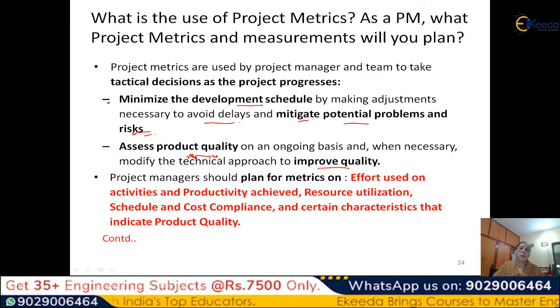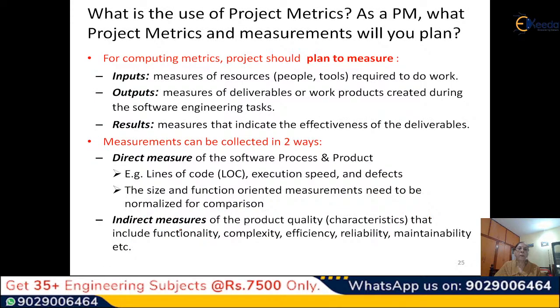So what is the use of the project metrics? This is the answer to it: minimize the development schedule, mitigate potential problems and risks, assess product quality, and improve the quality of the product. And what are the project metrics? Just like we saw the process metrics, what are the project metrics we will plan for? Effort used on activities, productivity achieved, resource utilization, schedule and cost compliance, and certain characteristics of the product quality. Because product quality is also an important project metric.